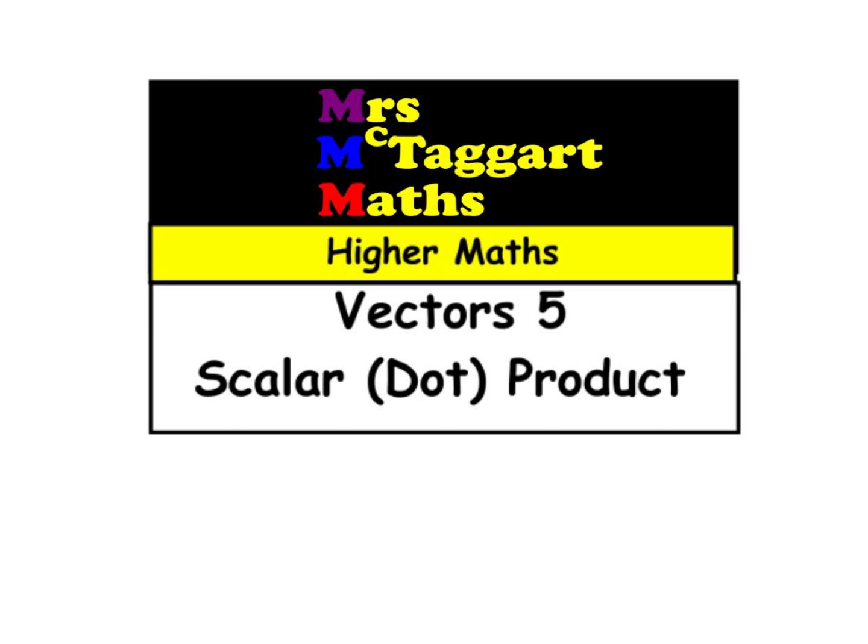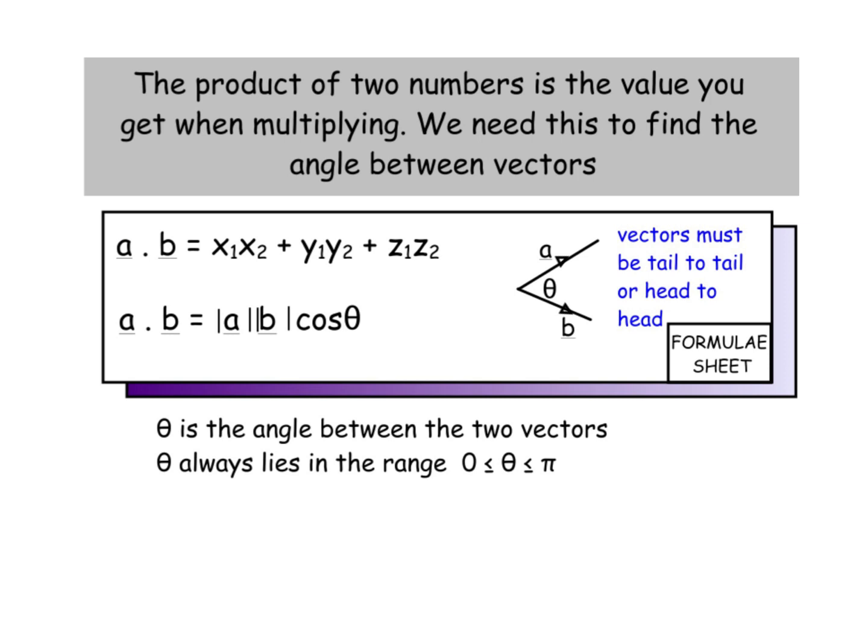Hi, I'm Mrs. McTaggart and this is video number 5 in the Higher vector lessons, and it's called the scalar product, also known as dot product for short sometimes. So this box in the middle shows you two formulas that are given to you on the formula sheet, so you don't need to memorise them. You just need to know how to use them.